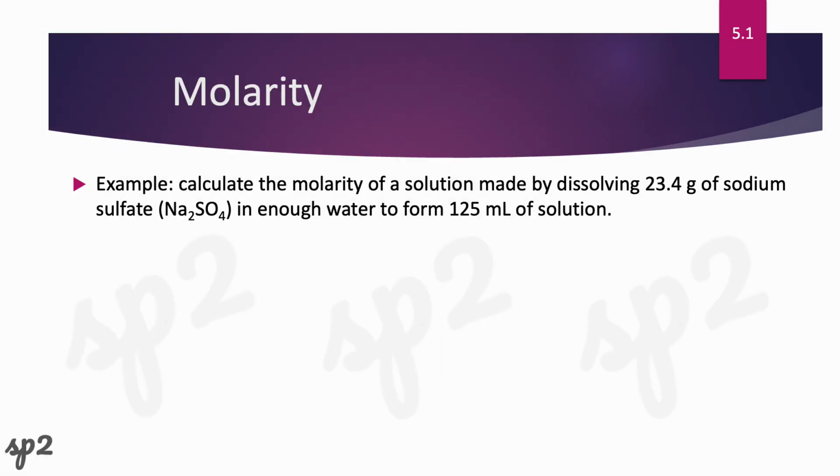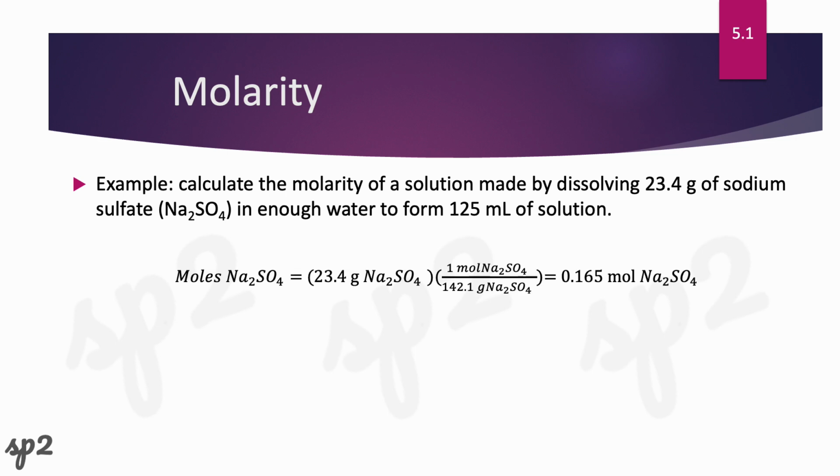Looking at this example, it says calculate the molarity of a solution made by dissolving 23.4 grams of sodium sulfate, Na2SO4, in enough water to form 125 milliliters of solution. Anytime that I have grams, I need to convert that to moles using the molar mass. You can look at your periodic table and calculate the molar mass of sodium sulfate, which is going to be 142.1 grams per mole. So starting with your mass, 23.4 grams, you would have your molar mass here because you have to have consistency for your units. You can cancel out these two, and what I have on the top is moles of sodium sulfate, which is exactly what I have as my final answer for this step.